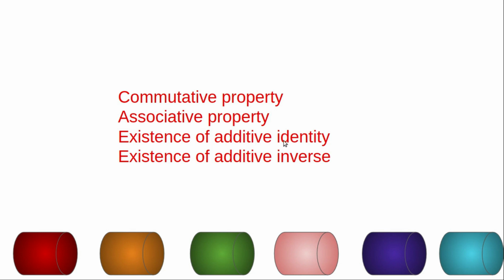Now existence of additive identity. If A is a matrix of order m by n, then we have to take 0 matrix of order m by n. That two matrices satisfies the condition A plus 0 equal to A, that is equal to 0 plus A. Now existence of additive inverse. For any matrix A of order m by n, there exists a matrix minus A of order m by n such that A plus minus A equal to 0 matrix, that is equal to minus A plus A.